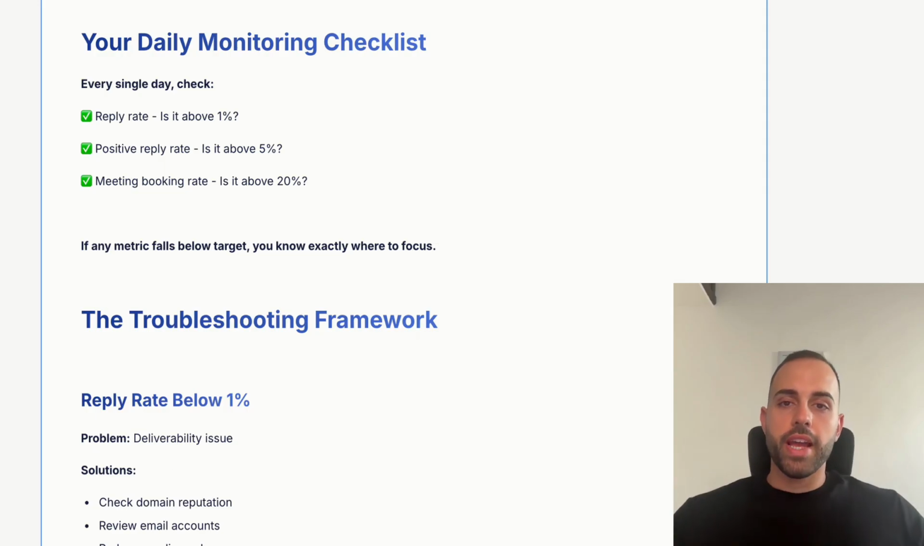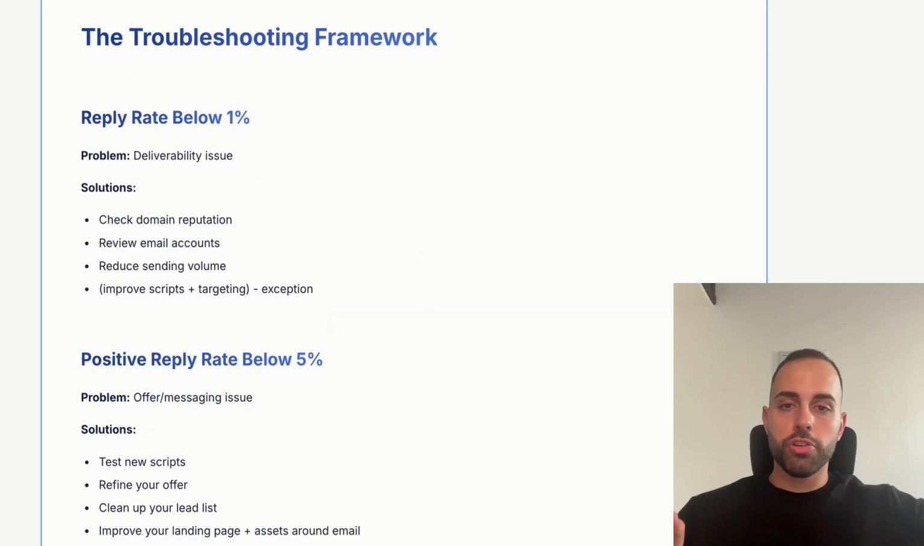So starting from today, this should be your daily monitoring checklist. Every single day, just open up your dashboard and make sure that your reply rate is above 1 to 1.5%, your positive reply rate is above 5 to 10%, and your meeting book rate is above 20 to 25%. And any metric that falls below these targets, you now know exactly what the issue could be, so you now know exactly how to fix it. Now let's get into the actual troubleshooting framework.